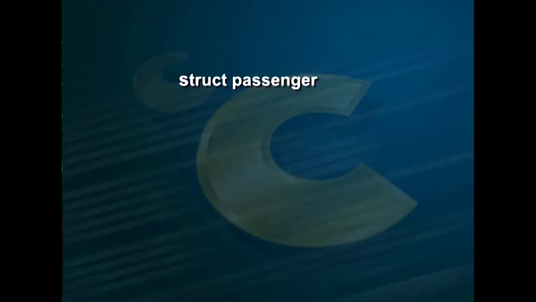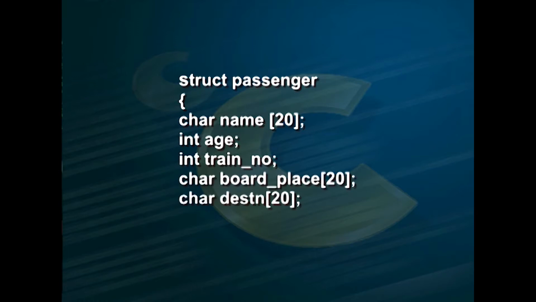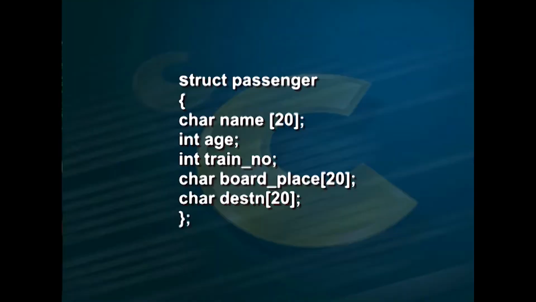For example, suppose we want to store data about a passenger which consists of passenger name a string, age an integer, train number an integer, boarding place a string and destination a string, and so on. Let us see the structure declaration now. struct passenger { char name[20]; int age; int train_number; char board_place[20]; char destn[20]; }; The declaration uses passenger as a tag. Observe the semicolon after the closing brace. There are 5 members in this structure declaration.